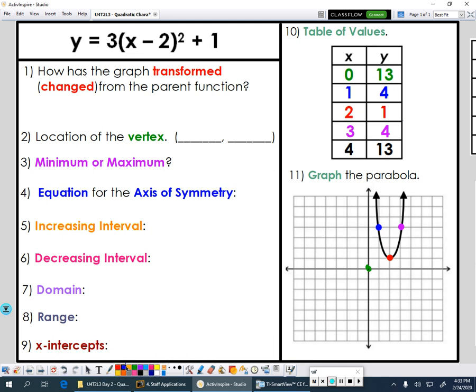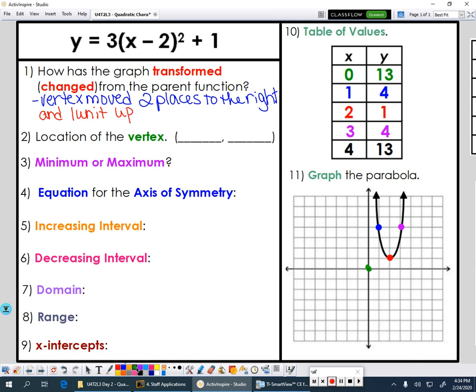My vertex moved 2 places to the right. It also moved 1 place up. So it moved 2 places to the right and 1 unit up. Okay, that's 2 ways this graph has changed.